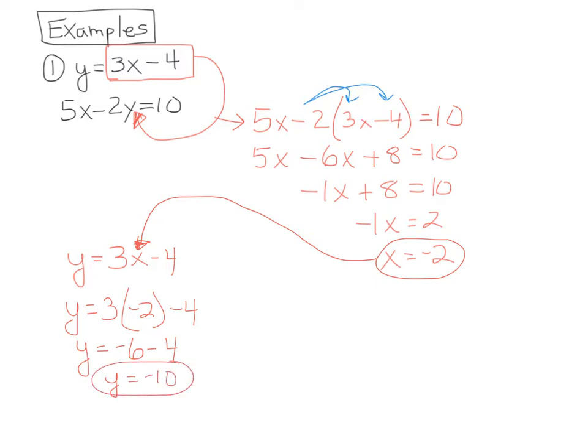So my final solution, the solution is the point. And remember, points always come x first, then y. So x is negative 2, y is negative 10. Alright, so if you would take the time to graph this line and then graph this line, you would see they would intersect at this point. Alright, let's try another one.